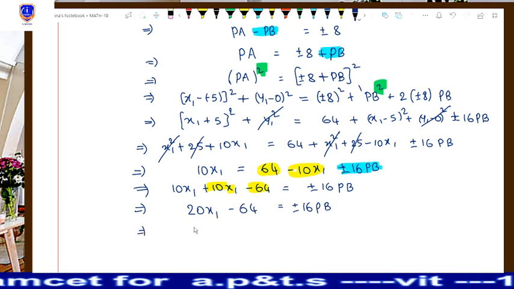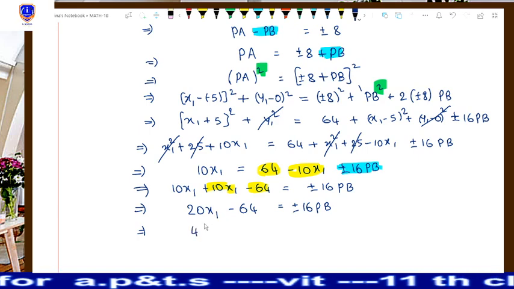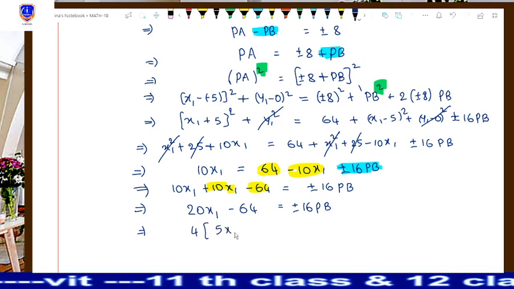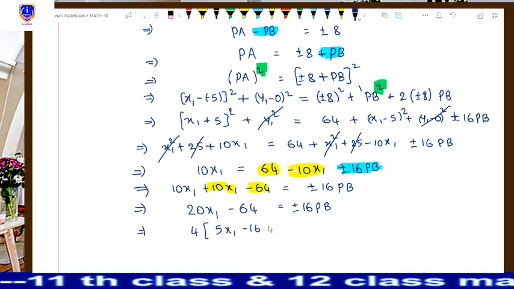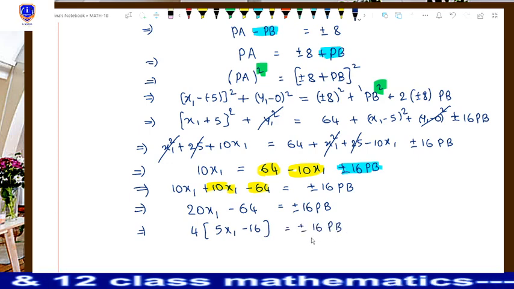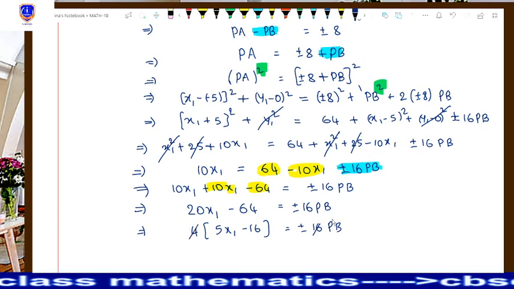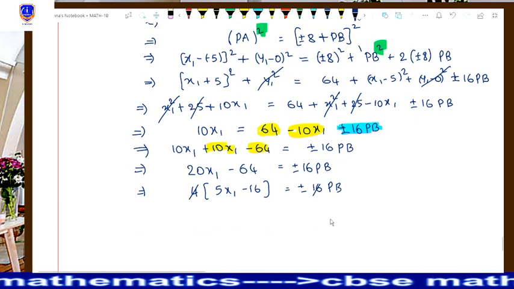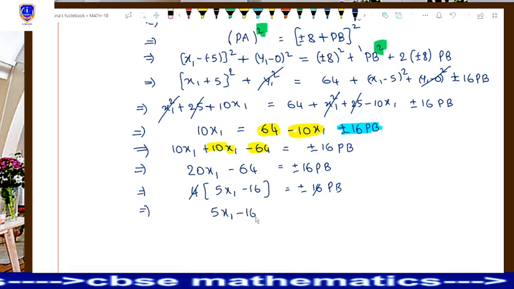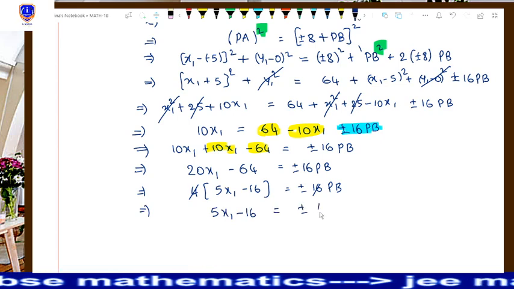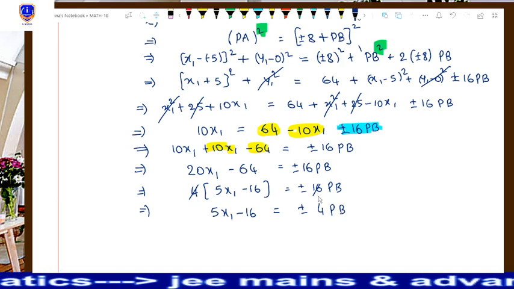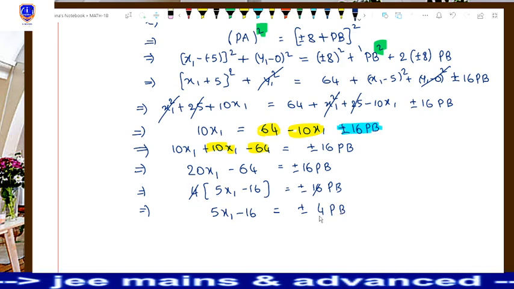These two terms have a common factor 4. So take the 4 as a common factor. We have 5x1 minus 16, which is equal to plus or minus 16 pb by 4. 4 goes into 16 four times. So 5x1 minus 16 is equal to plus or minus 4 pb. Fine.